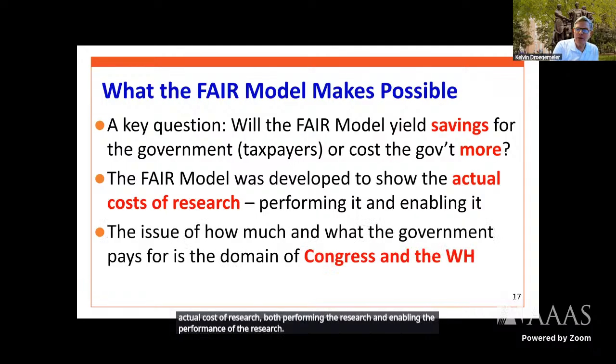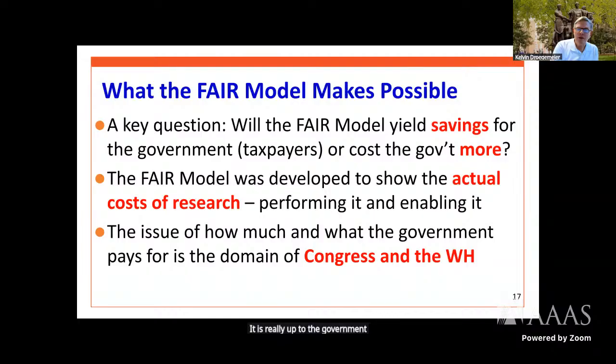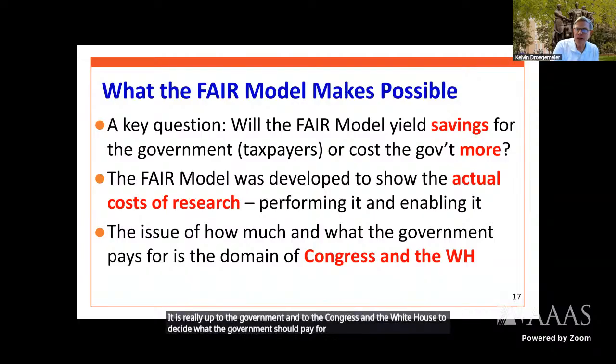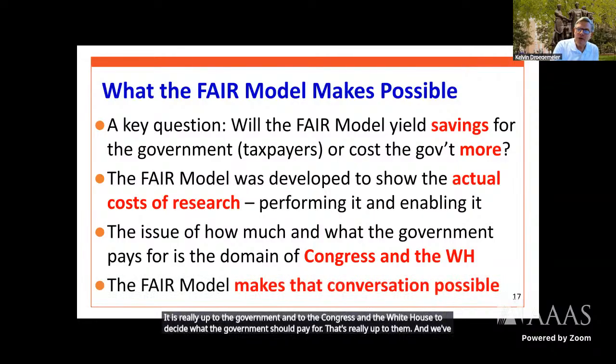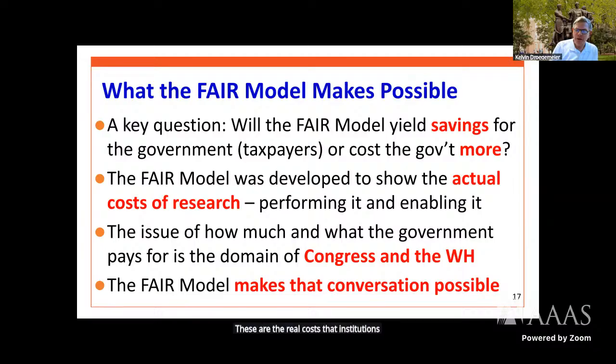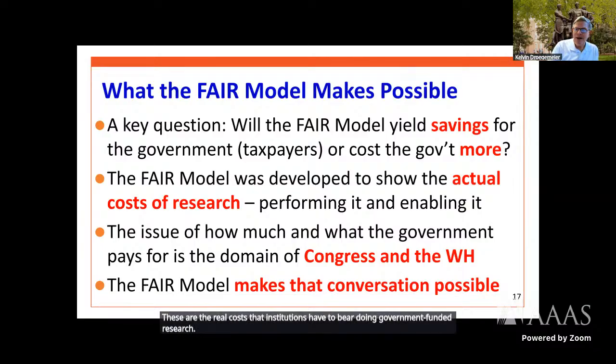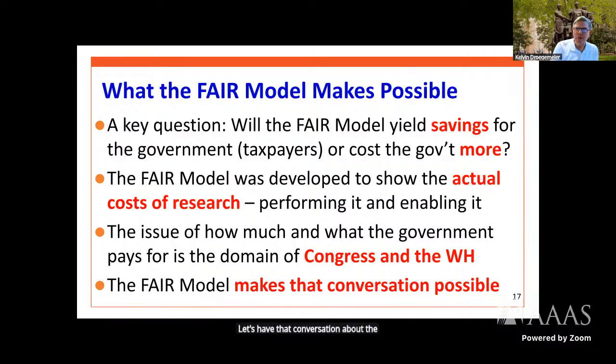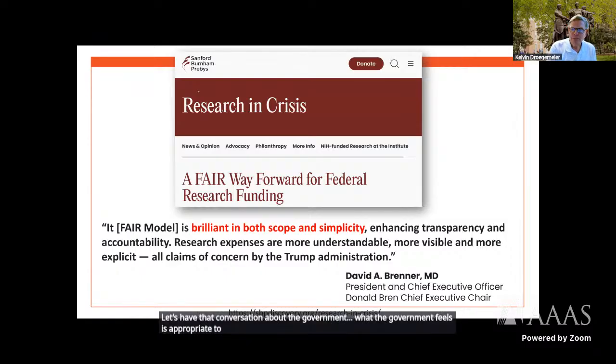It is really up to the government and to Congress and the White House to decide what the government should pay for. That's really up to them. And we've made the conversation possible to say, okay, here's what it actually costs. These are the real costs that institutions have to bear doing government-funded research. Let's have that conversation about what the government feels is appropriate to be funded by the government.